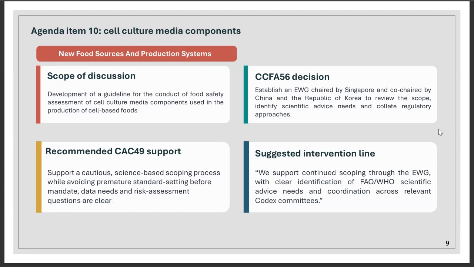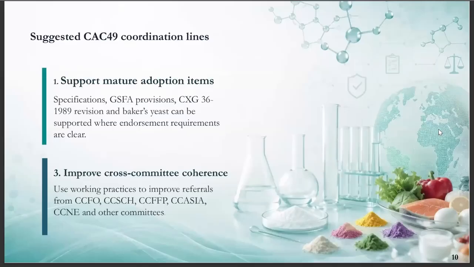Also, supporting CAC 49, support a cautious science-based scoping process while avoiding premature standard setting before the mandate, needs, and risk assessment questions are clear. Also, the suggested intervention is to support continued scoping through the EWG with clear identification of FAO scientific advice needs and coordination across relevant Codex committees to be done adequately. Next.